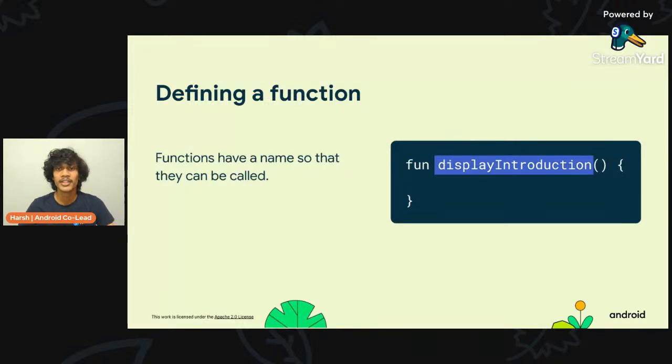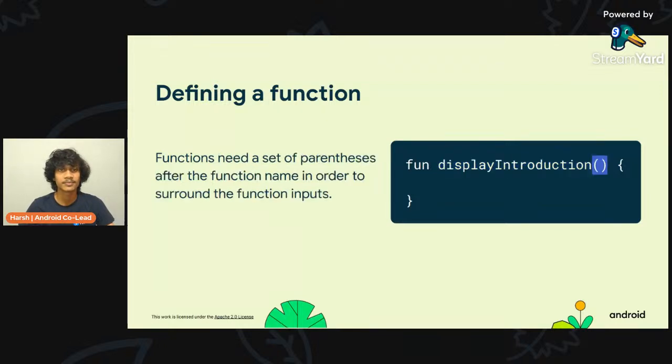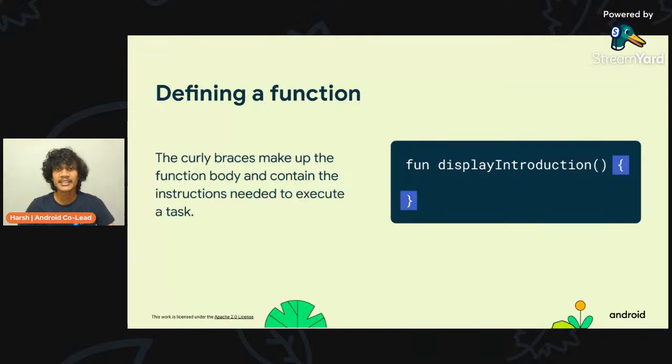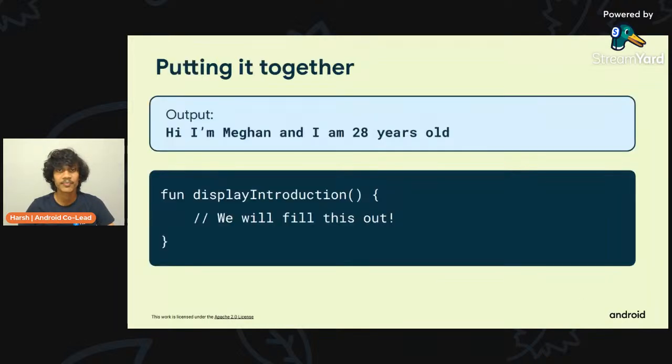Functions need to have a descriptive name so that they can be called from other parts of the program. Functions also need a set of parentheses which you can use to optionally pass information into the function. Display introduction won't need any information passed in. You will learn more about passing in inputs to a function later in the course. Functions need curly braces that contain the instructions needed to execute a task. The task of the display introduction function is to print your age and name.